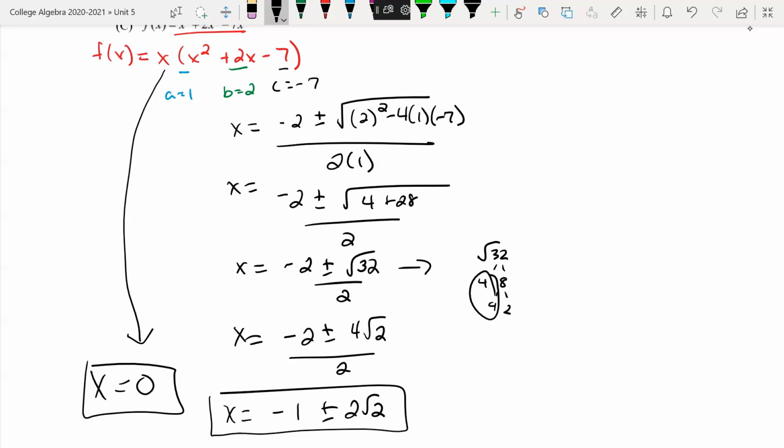I know there's a lot of steps to do this analytically, but it's something you're going to have to get used to because it's going to help you graph the problem if you have to graph it using the x-intercepts.